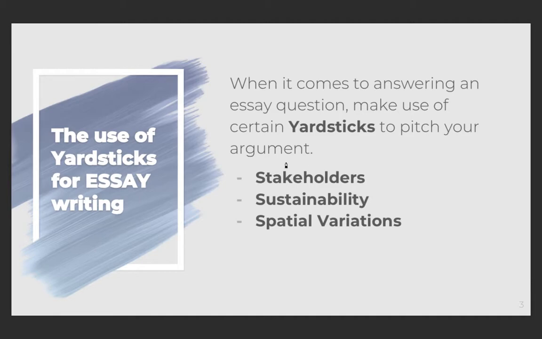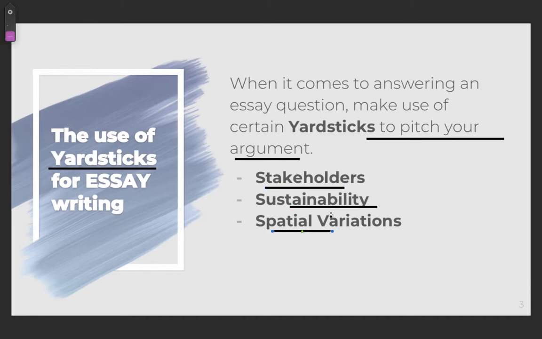One way you can actually build on these skills is through the use of yardsticks. I use yardsticks for all my essays. So basically, yardsticks are there to help you pitch your argument and make it more convincing. For instance, you can use certain yardsticks such as stakeholders, sustainability, or spatial variations. Stakeholders would mean things like comparing between consumers, firms, as well as the government.